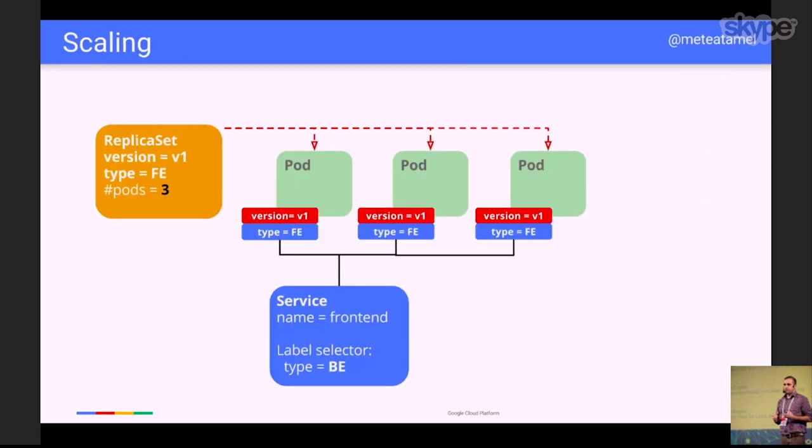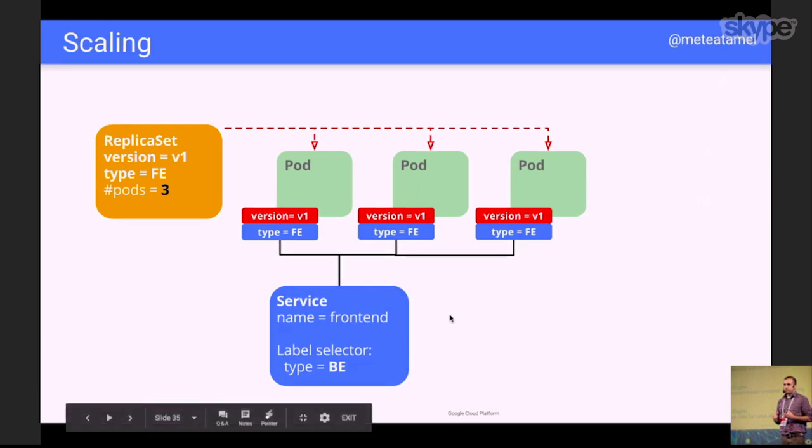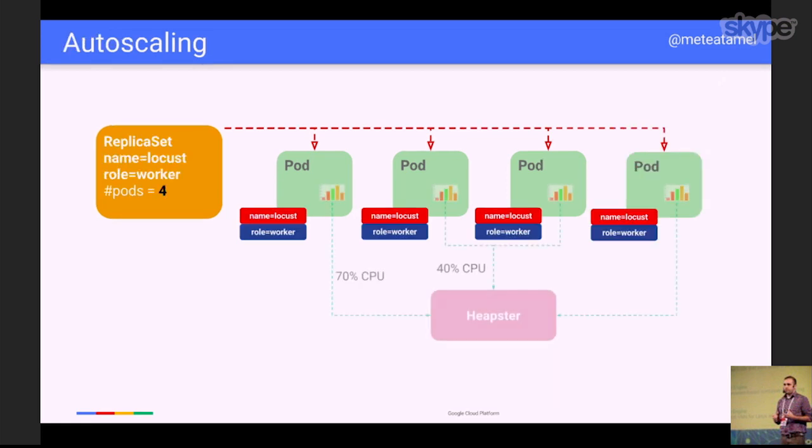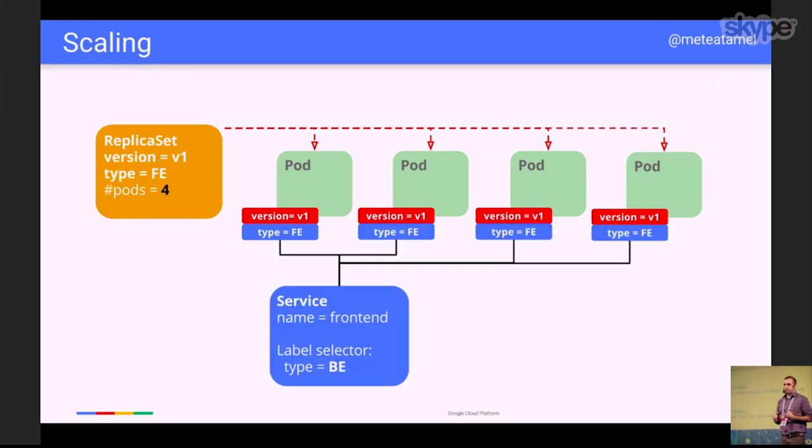Now, replica set is also useful for scaling. So let's imagine that you have 3 pods running, and they're being serviced by the same service. If you want to scale to 4 pods, then it's literally one command that you run in Kubernetes. With one command, replica set will create a new pod, and then it will scale to 4. So, oops, sorry, there was a lag there. So you run the command, and then replica set will create a new pod on a node that's available, and it will scale up for you.